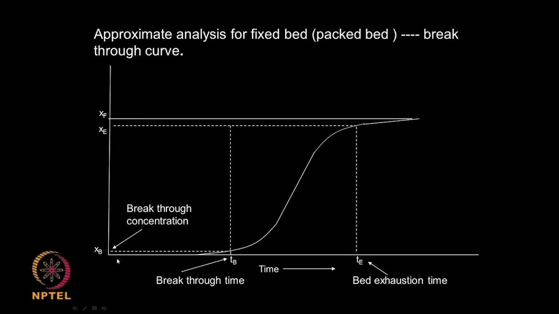Initially the concentration of the solute coming out of the tubular adsorber will be 0, because your adsorbent is fresh. So it is adsorbing everything, but after some time the solute starts coming out, and then finally everything comes out. This is called the breakthrough time TB, and this is called TE, the exhaustion time. Complete breakthrough happens here.